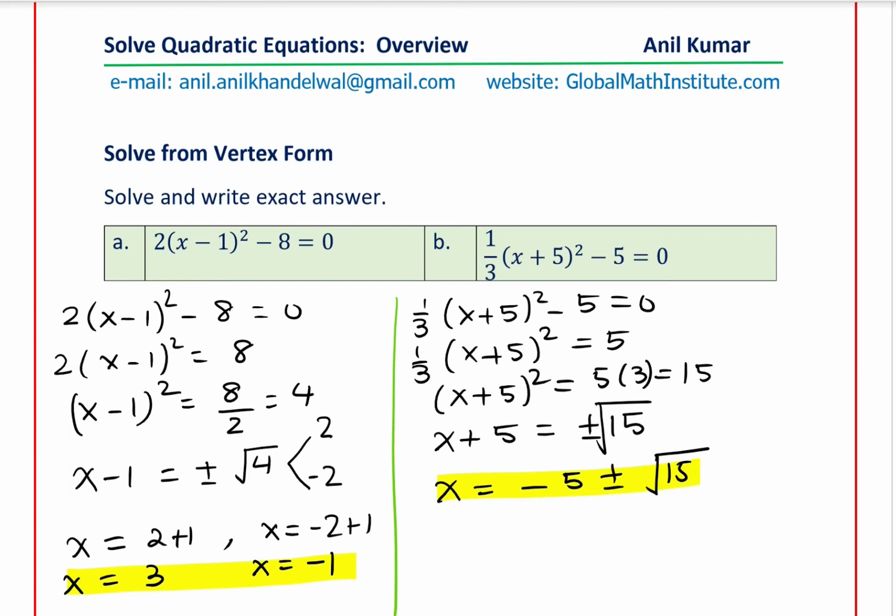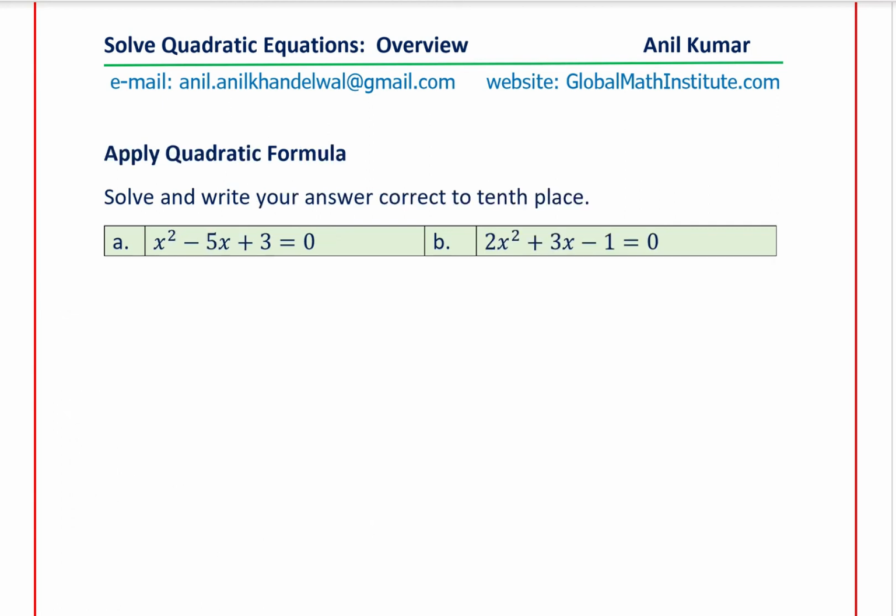Clear? The next example is based on quadratic formula. So let me first share with you the formula itself and then we'll write down the answer. So if the equation is given to you in the form of ax squared plus bx plus c equals 0, in that case x is equal to minus b plus minus square root of b squared minus 4ac over 2a, where a is coefficient of x squared, b is coefficient of x, and c is the constant.